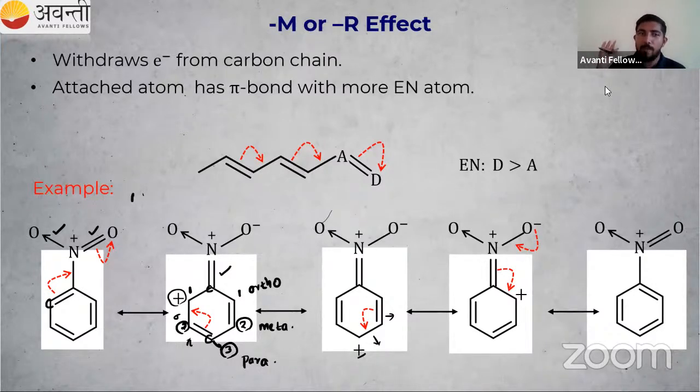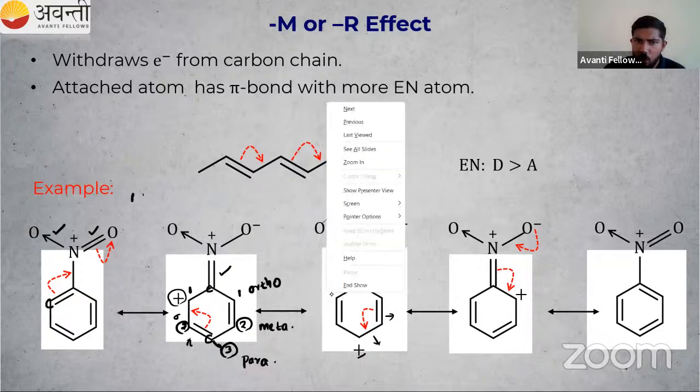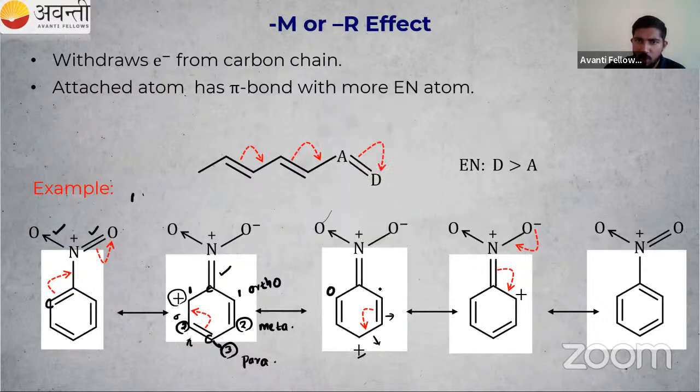Ortho, meta, or para. Okay, this is also ortho. This is ortho. This is ortho. So this is ortho, this is also ortho. So meta, this is meta. This is known as para. So positive charge is present on which of the following positions? Ortho, meta, para.